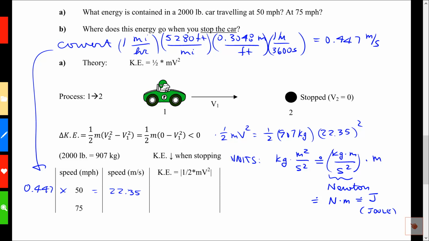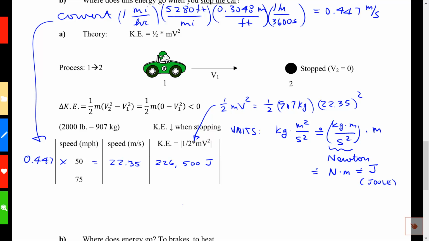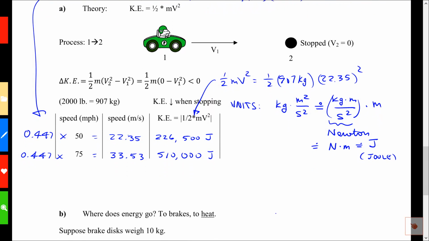When I crunch this number, 1/2 times 907 times 22.35 squared is 226,500, and the units are joules. And I can do the same thing for the 75 mile an hour problem. Let me take 0.447 times 75, which is going to give me 33.53 meters per second. And when I square that, multiply by mass, and multiply by 1/2, I'm going to get 510,000 joules. All right, so that's the energy change.